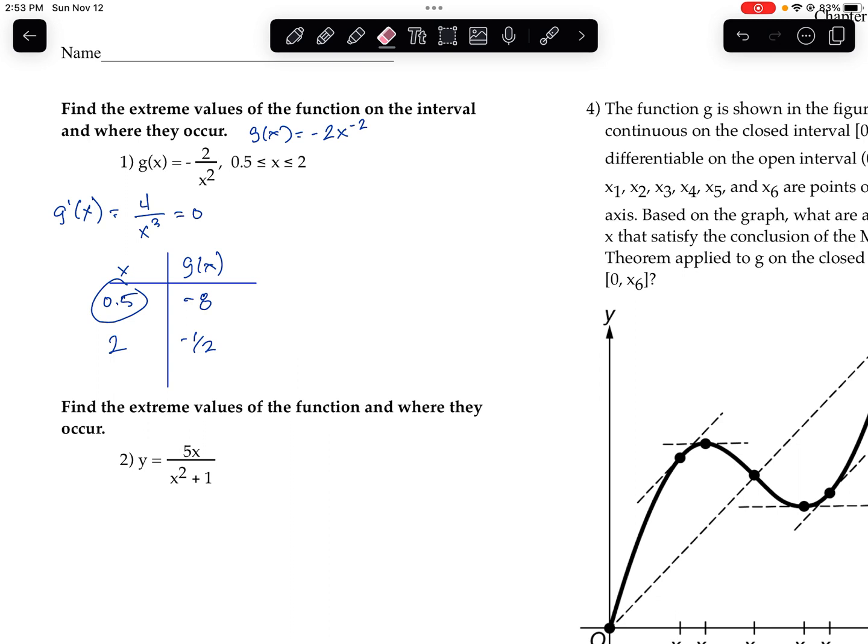So for this one right here, we know that the minimum is equal to negative 8 at x equals 1/2. Maximum is equal to negative 1/2 at x equals 2.